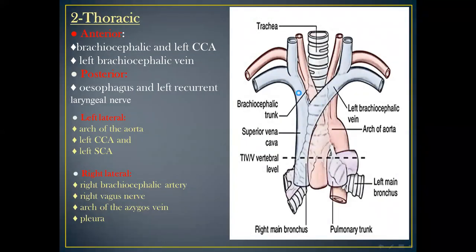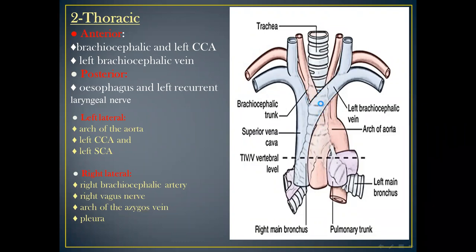The thoracic part is bounded anteriorly by the brachiocephalic artery, the left common carotid artery, and the left brachiocephalic vein. As we can see here, this is the trachea. This is the left brachiocephalic vein. This is the right brachiocephalic vein forming the superior vena cava. The left forms an anterior boundary to the trachea. And this is the aortic arch, which gives three major branches. This is the brachiocephalic artery, and the left common carotid artery forms an anterior boundary.